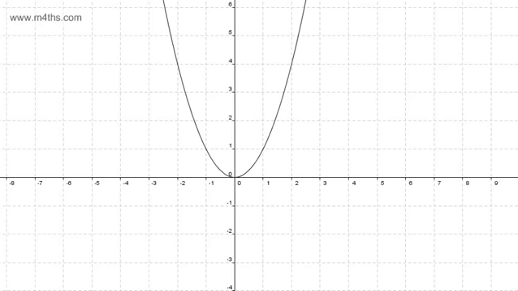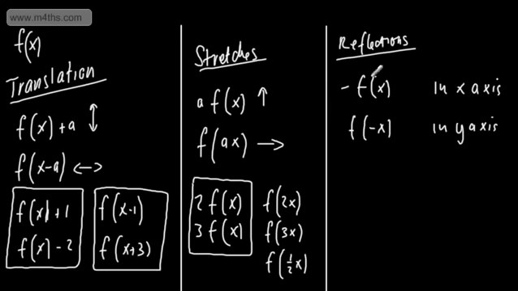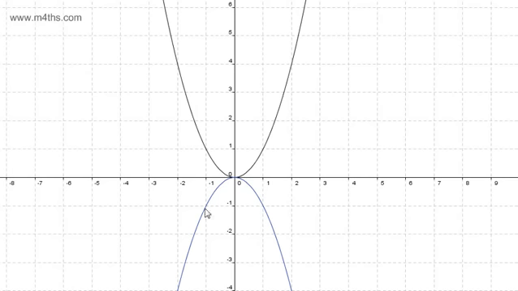So this one now is the following. Let's put that one there. That's this one right here, minus f of x, and that's reflected in the x-axis. So this point 1, 1 is now 1, minus 1. We're multiplying the y coordinates by minus 1.